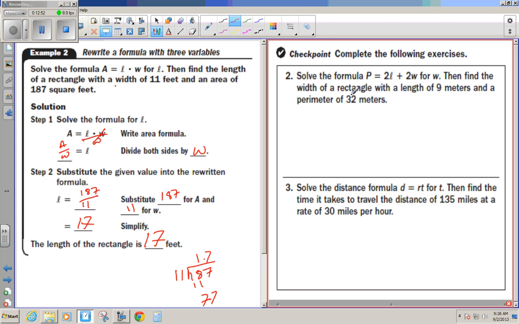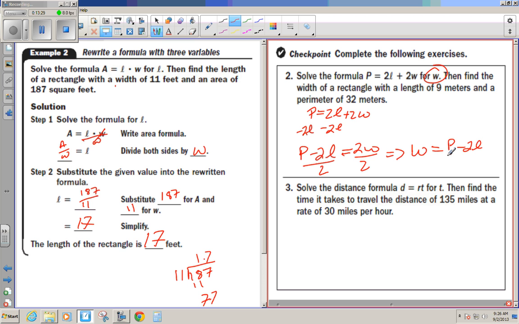Here are some checkpoint problems. Solve the formula. This is the perimeter formula. Then find the width. Solve for W. So we write the original. And we're solving for W, so we've got to get rid of the positive 2L first. Then we get rid of multiplying by 2. So our equation is W equals P minus 2L over 2.